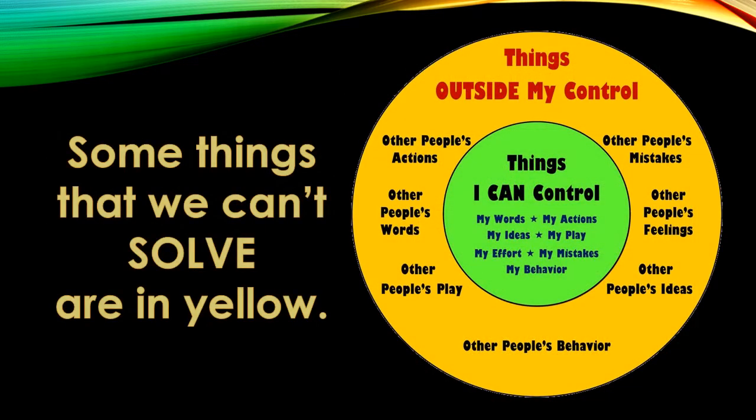The yellow circle illustrated here shows some things we cannot control. They include other people's actions, other people's words, other people's plans, other people's mistakes, other people's feelings, other people's ideas, and other people's behavior. Inside the green circle are some things we can control. They include my words, my actions, my ideas, my plans, my effort, my mistakes, and my behavior.